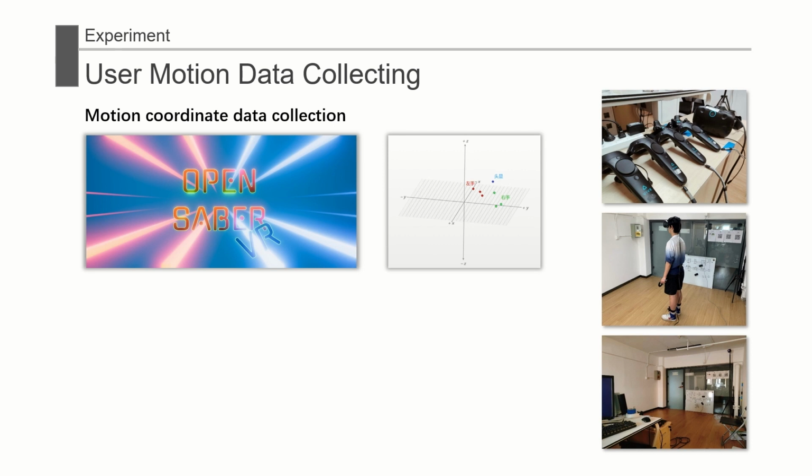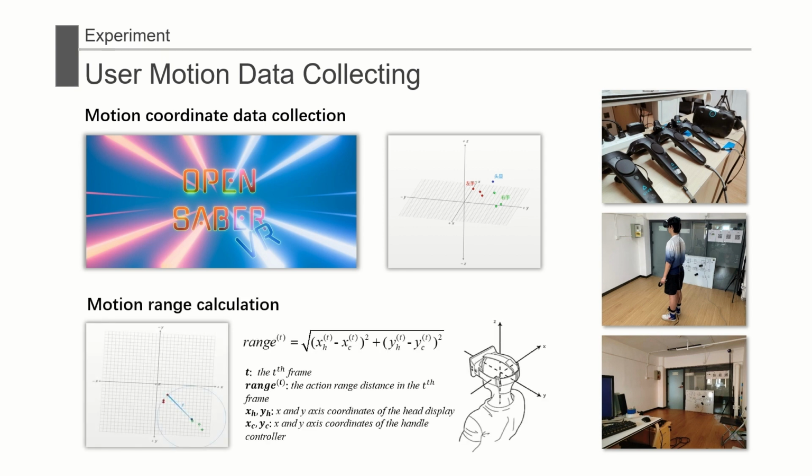We used a single music track and set a medium difficulty. Each volunteer played 3 times. To obtain the motion data, we wrote a C# script and applied it to the camera of the headset. The system obtained the 3-dimensional position information of the headset and controllers. We aim to obtain the horizontal range distance of the left and right handles relative to the headset.